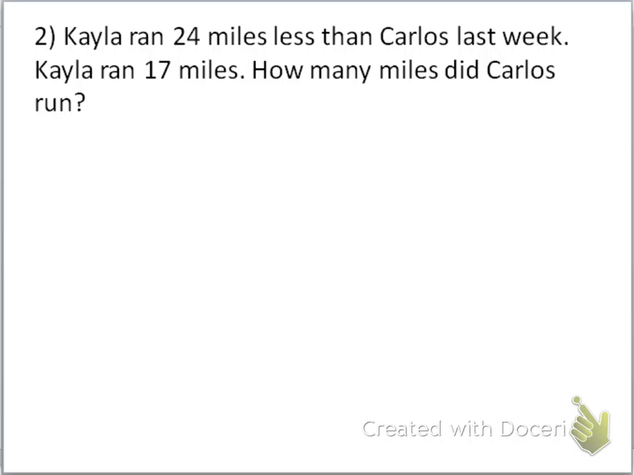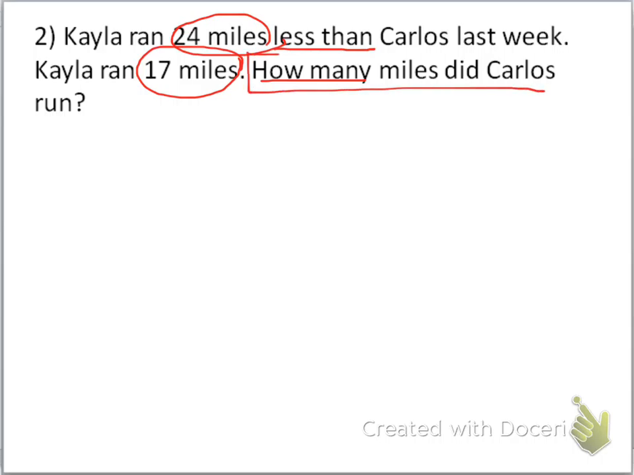In this question, we're going to start by CUBES-ing, exactly the same way we did the last question. So we're going to circle the numbers and units, 24 miles and 17 miles. Then we underline the important math words. So Kayla ran 24 miles less than Carlos last week. Kayla ran 17 miles. How many miles did Carlos run? We're going to box the question. How many miles did Carlos run? Eliminate unimportant information. We don't have any.